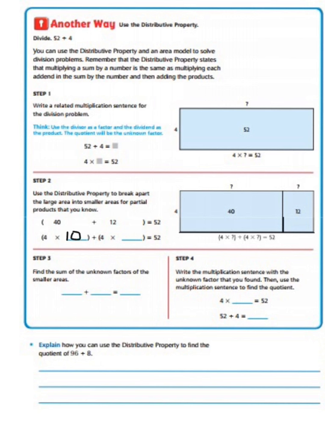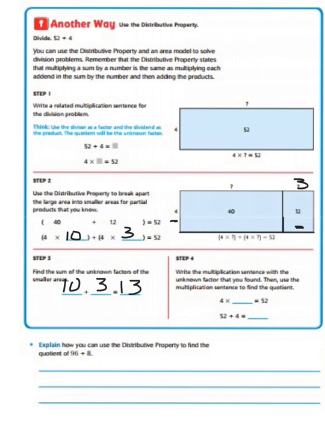And then, what is 12 divided by 4? That's going to be our 3 for this one. And we know that 4 times 3 equals 12. So you see that we've used the distributive property to come up with factors that we know. So step 3 says, find the sum of the unknown factors of the smaller areas. So we know that if we add this factor and this factor together, so let's take our 10 plus our other factor, 3, that's going to equal 13.